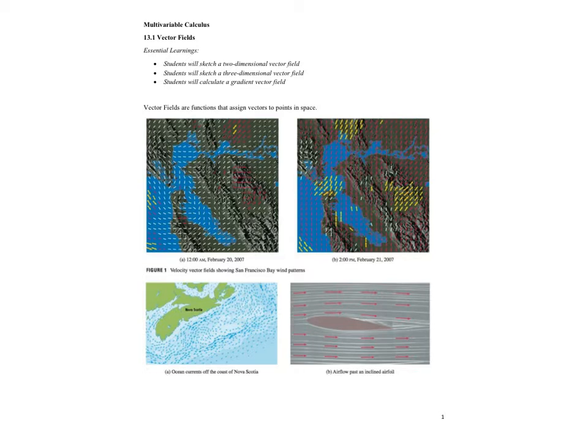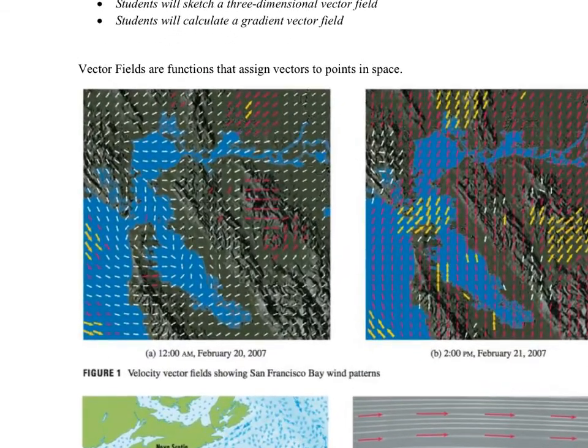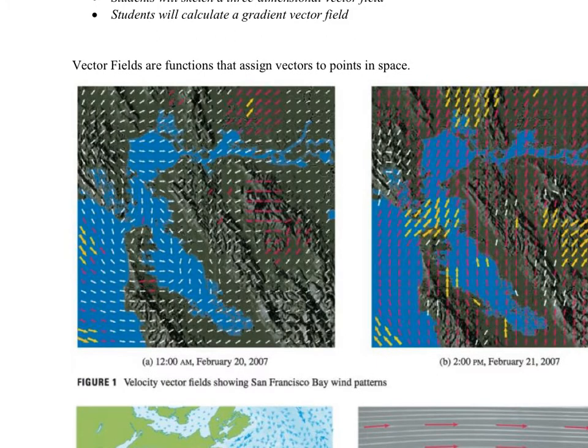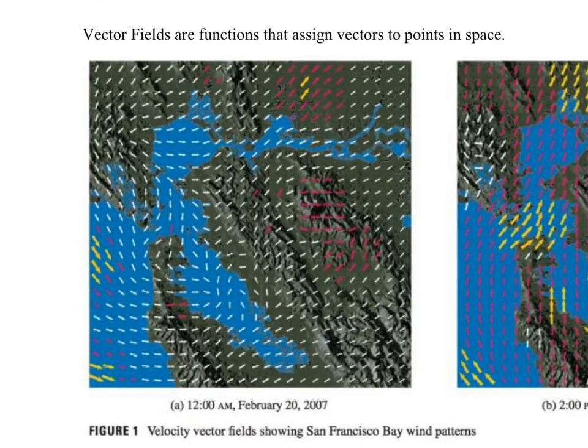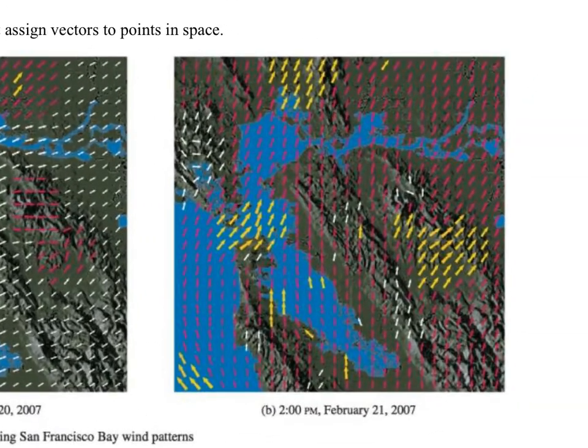And here you can see in our notes that we have some different vector fields. This first one is showing wind patterns, San Francisco Bay, and depending on the day, we know the wind can change drastically, and so all of these little vectors that you see in this field just represent the wind in that particular area and how it changes. The magnitude is not graphed on these. These are really just showing direction.